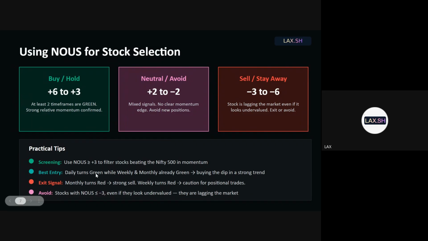Okay. Best entry is when daily is turning green while weekly and monthly are already green. Hear me carefully. Monthly, weekly already green, daily turning green. This is the best. Why? Because you are buying a strong stock in a pullback when things are again turning good.